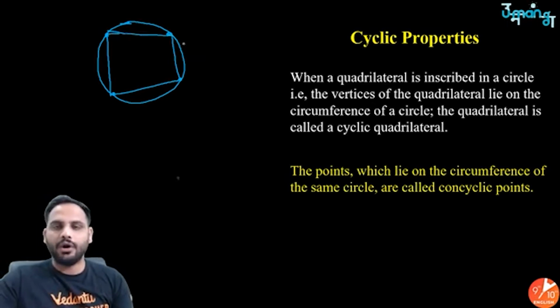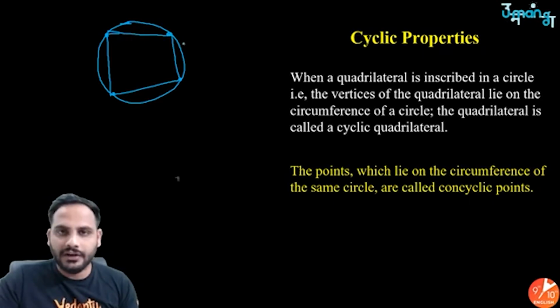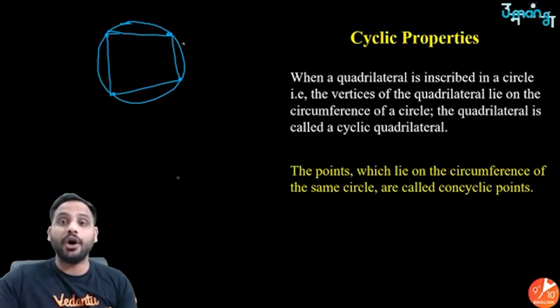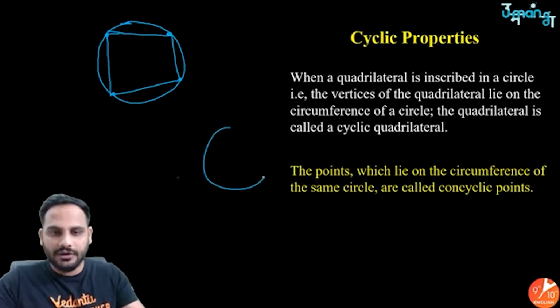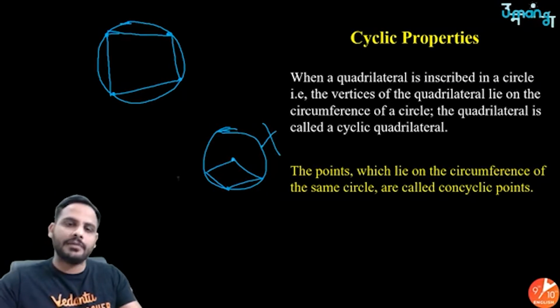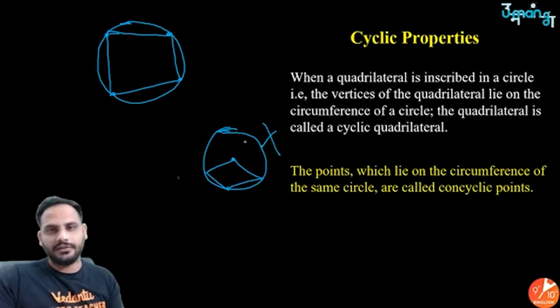Right? So remember, all the points or all the vertices of the cyclic quadrilateral lie on the circle. For example, if I talk about something like this, and I ask you, beta, is it a cyclic quadrilateral? You will say no. It is not a cyclic quadrilateral because this vertex is not on the circle.